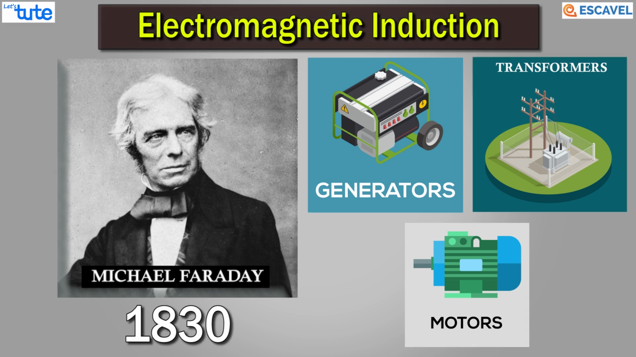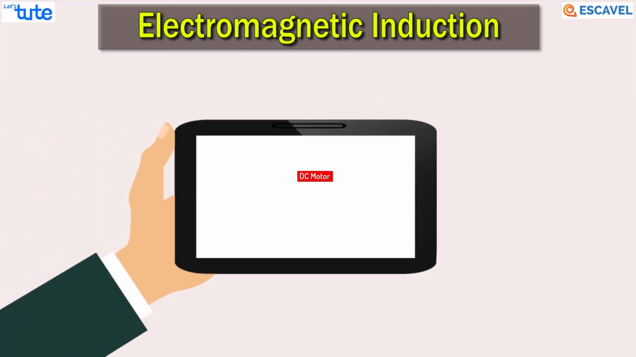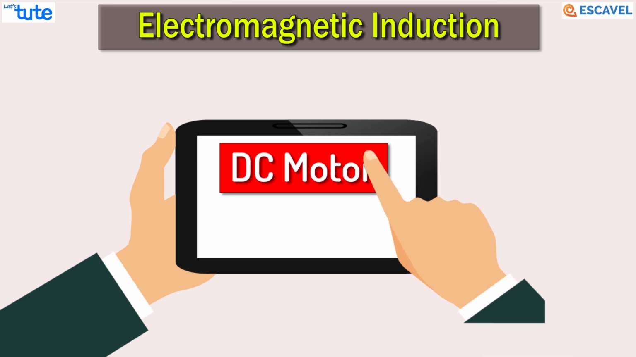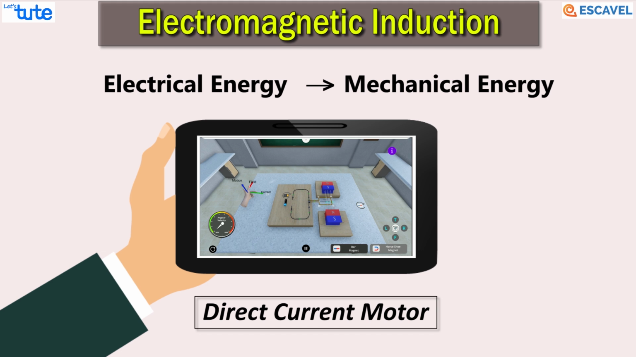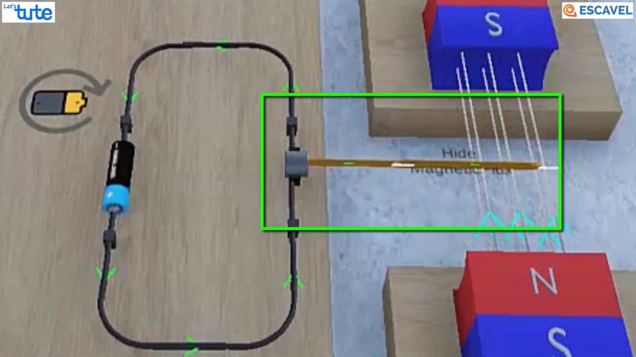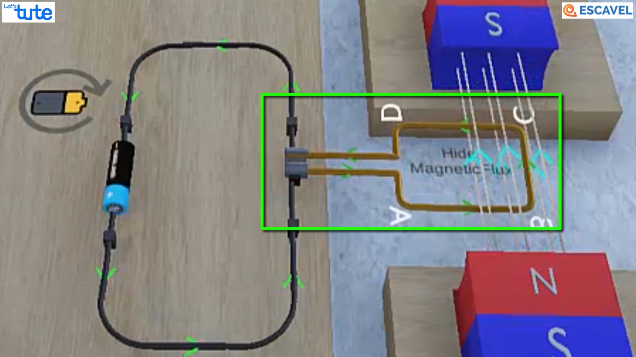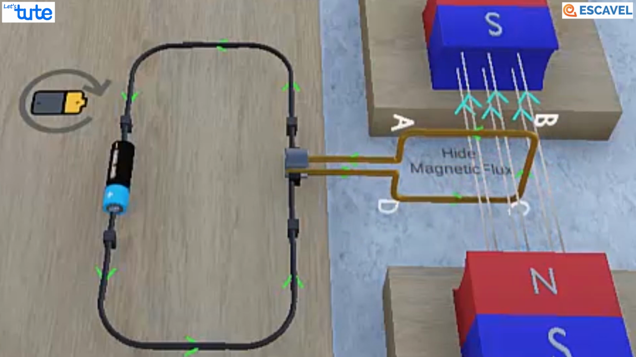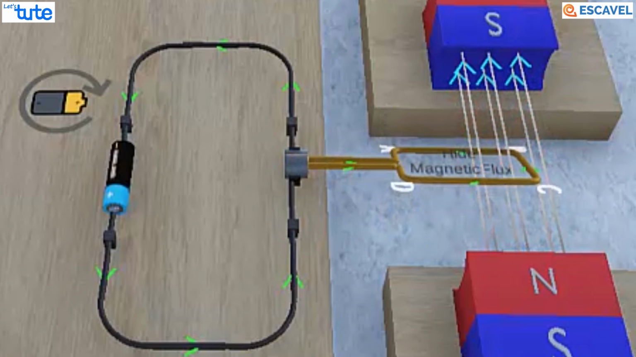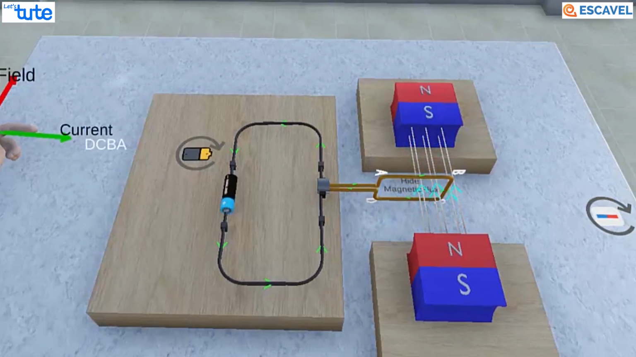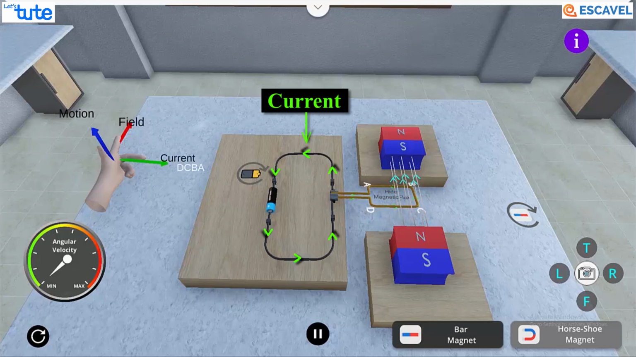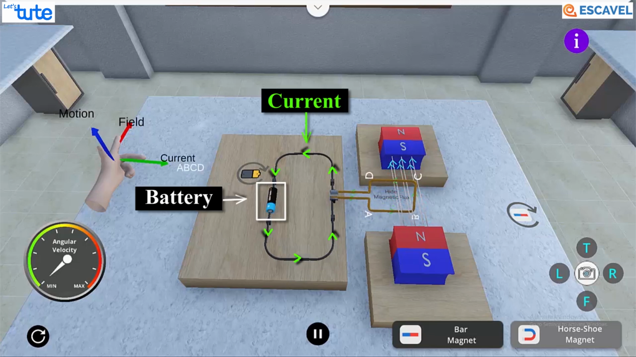So friends, let's discuss one of the applications based on electromagnetic induction, that is a DC motor. Yes friends, direct current motor. It transforms electrical energy into mechanical energy in the form of rotation. A DC motor has inductors inside which produce the magnetic field used to generate movement. Now in this animation, you will find a very simple schematic of an electric motor. As you can see, current is flowing through the motor and the motor is rotating in anti-clockwise direction.